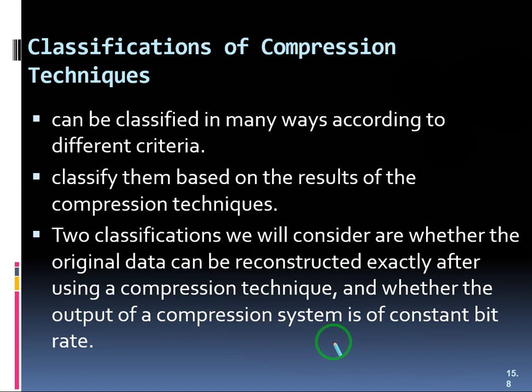The first one is whether we can reconstruct our original data at the receiver end, and the second is whether we can have our data at a constant bit rate. Constant bit rate means our bit rate is not going to change. So the output will be the compressed system, but the bit rate will be the same. The bit rate will be constant, or we can say the bit rate will be uniform.